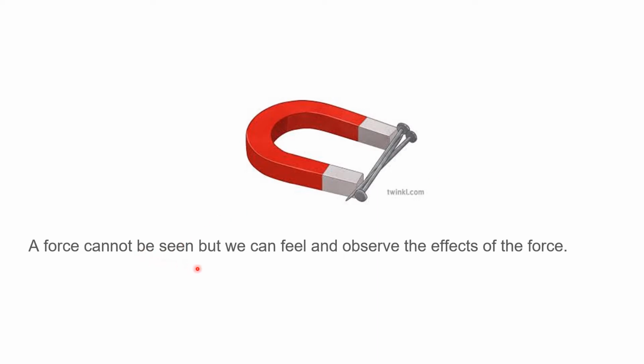A force cannot be seen, but we can feel and observe the effects of the force. We cannot see the force, but we can feel the force and we can only visualize the effect. For example, here you can see that a force is being exerted by this magnet, as a result of which the iron nails have attached to the ends of the magnet. The force exerted can't be seen by us, whereas the effect, that the nails are attached to the ends of the magnet, is what we state as the effect of the force that can be observed.